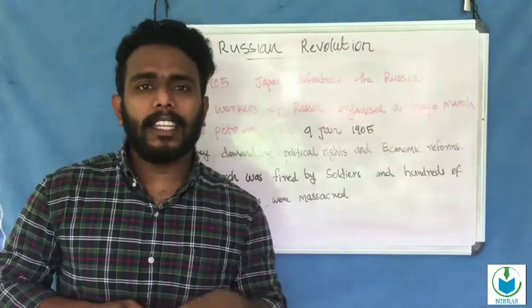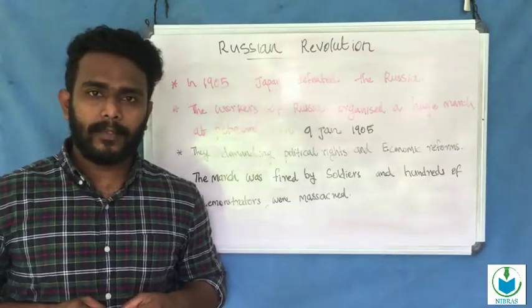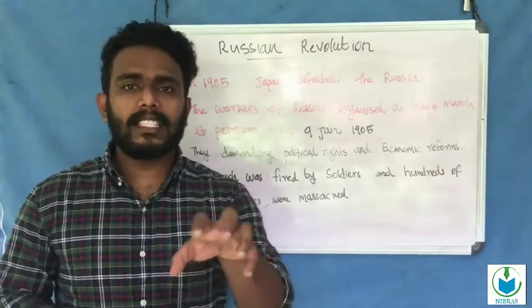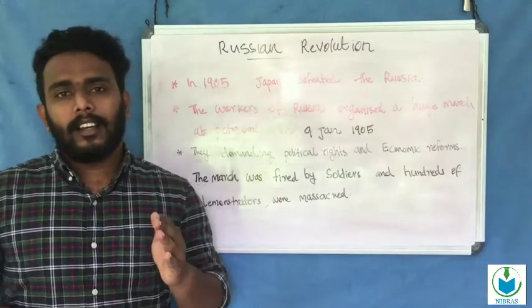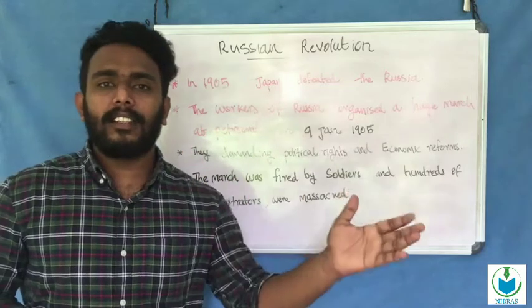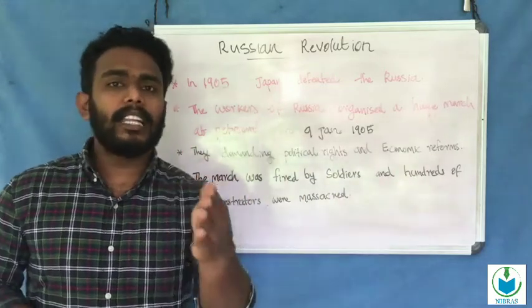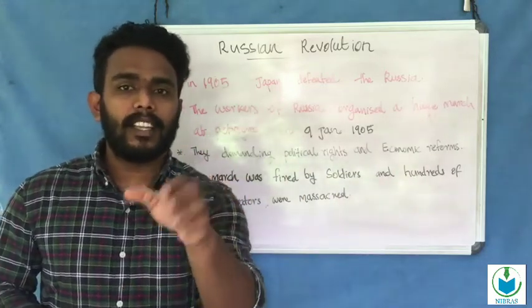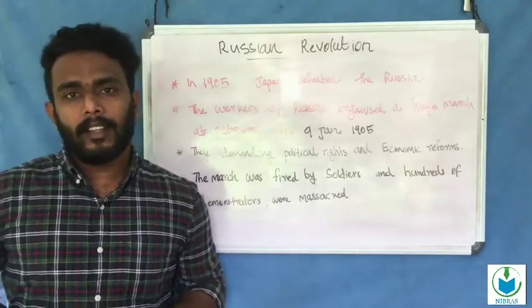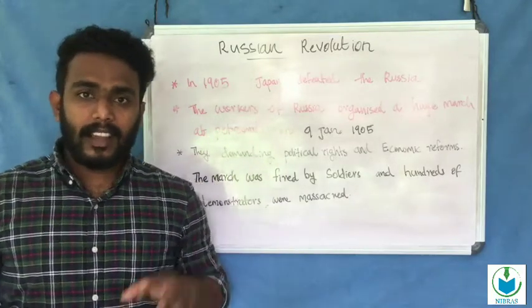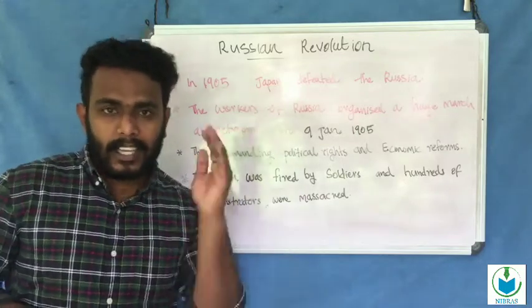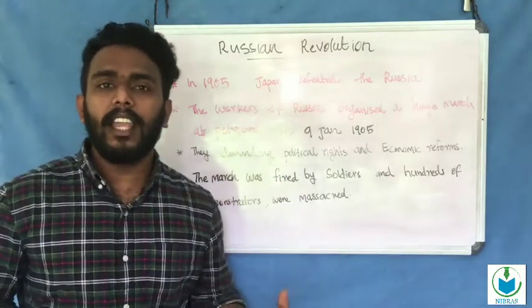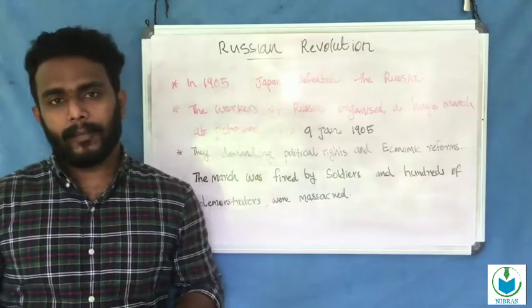In 1905, in the war between Japan and Russia, Japan defeated Russia. We know that Japan is a small country in the Asian continent, and Russia is the largest nation in the world. In 1905, Japan defeated Russia.